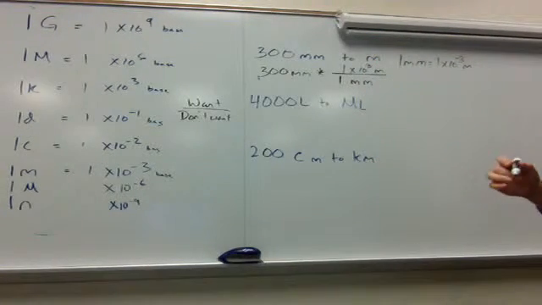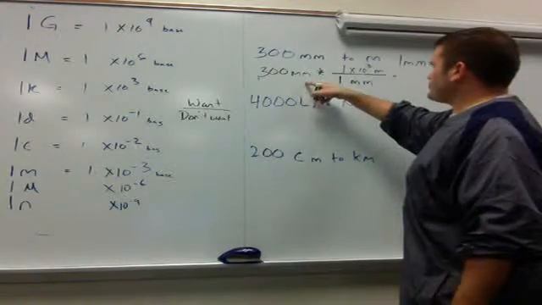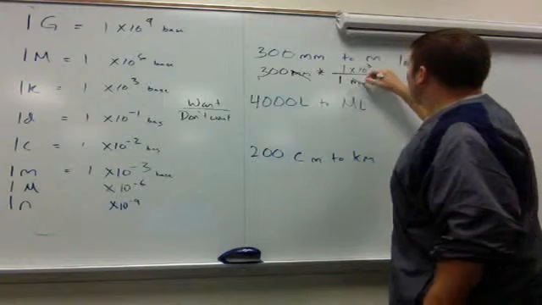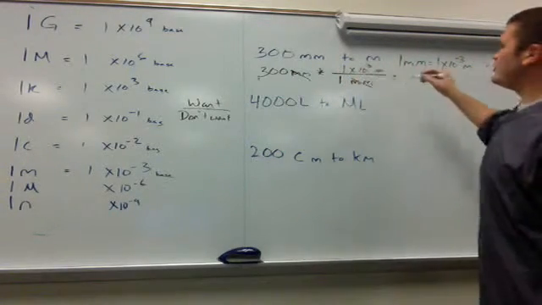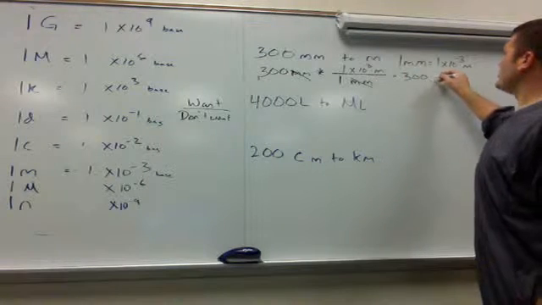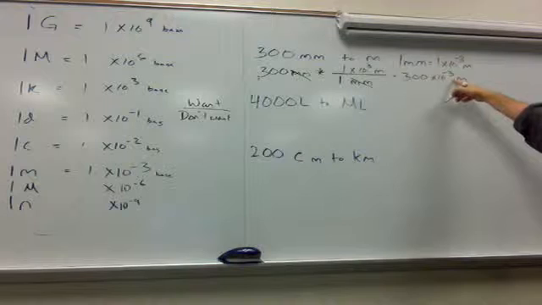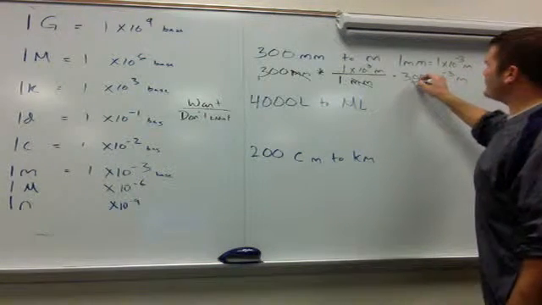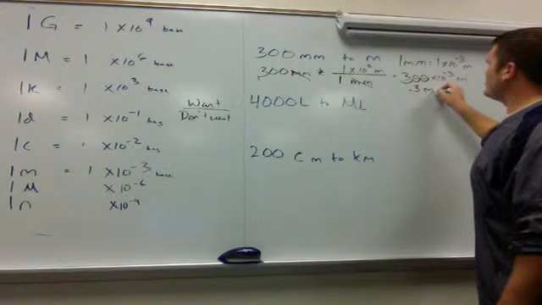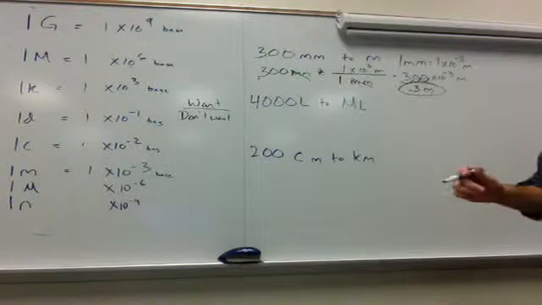Okay? So now I multiply through. 300 millimeters cancel out, times 1 times 10 to the negative 3rd. Well, 300 times 1 is 300. And now since this is a negative 3rd, that makes my number smaller. So I move my decimal place 3 spots to the left. So I get 0.3 meters. Okay? Hopefully that makes sense. If not, rewind it and watch it again.